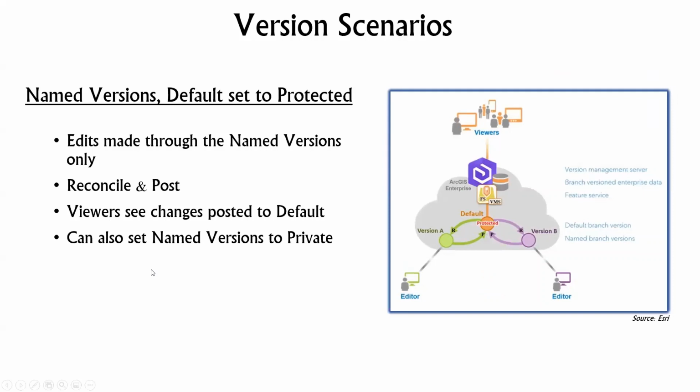In this final example, we have the two named versions, version A and version B. And this time, the default version is set to protected access. This means that edits can only be made to the named versions. After reconciling with default, viewers can then see those changes in the web feature layers.